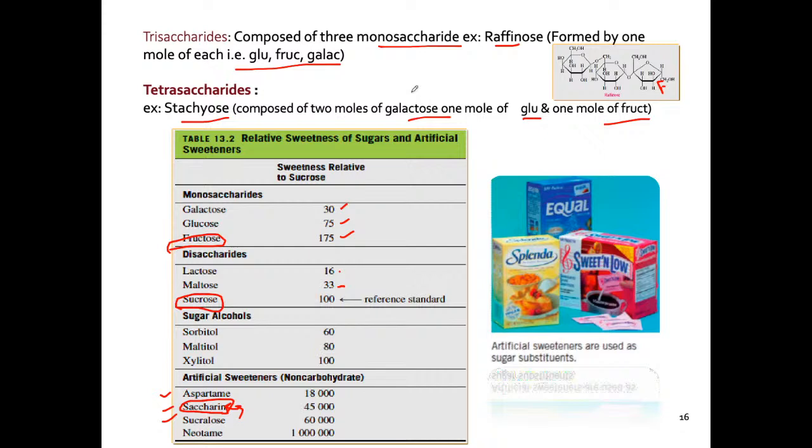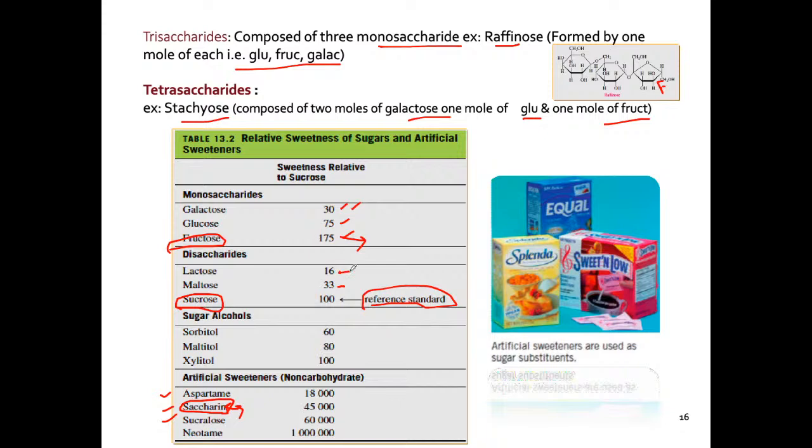So these are some relative sweetness values. Taking sucrose as the reference standard, I'm making it 100, so the comparable values of other sugars have been calculated. Galactose is only 30, 70 times lesser. Glucose is 75, fructose is the highest sweetener among them, and lactose is only 16, maltose 33.